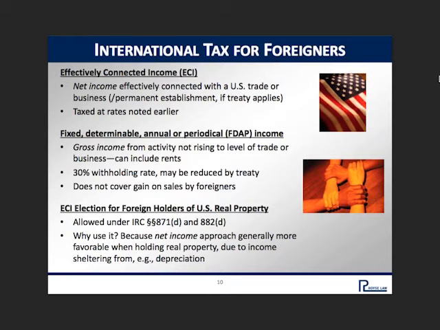If they don't get the non-resident alien under the ECI regime, we have another part of the Internal Revenue Code that's called FDAP, fixed determinable annual or periodical income. This is income that's from rents, royalties, interest, all these types of fixed income that aren't necessarily tied to a business activity. There's a flat 30% withholding rate on that income that may be reduced by treaty. It doesn't typically cover gain on sales by foreigners, most usually of stock.